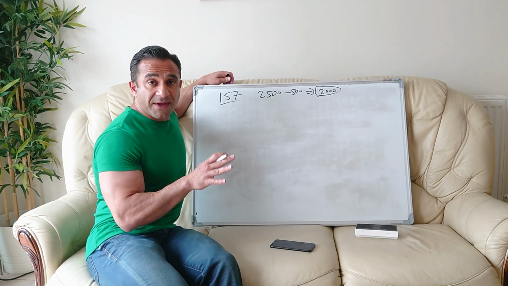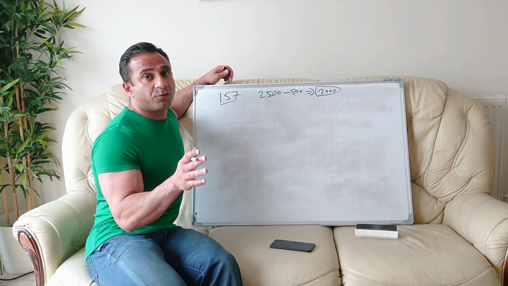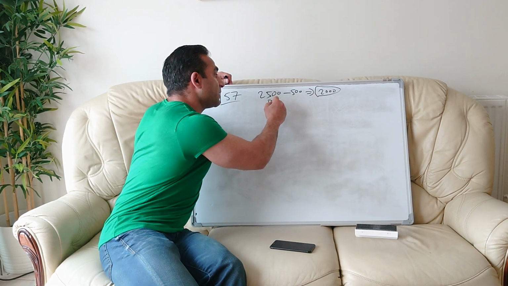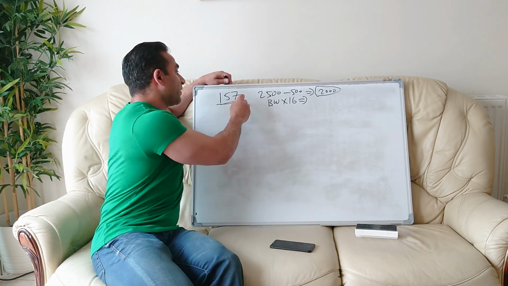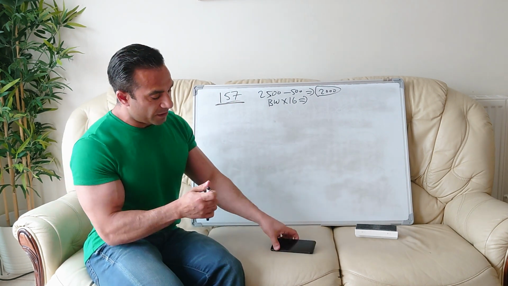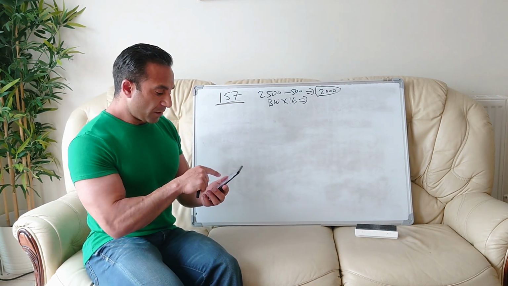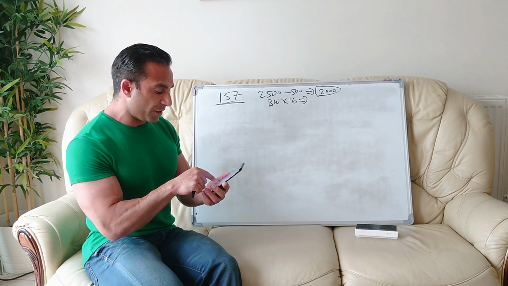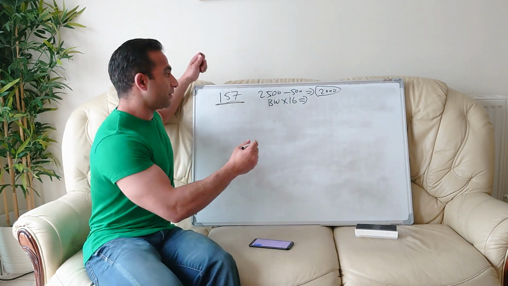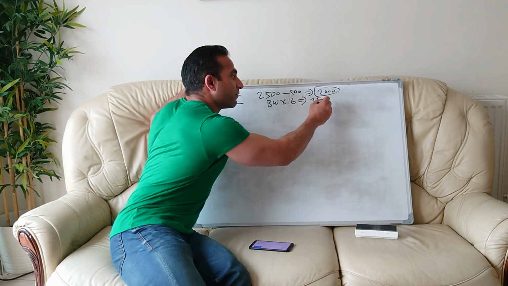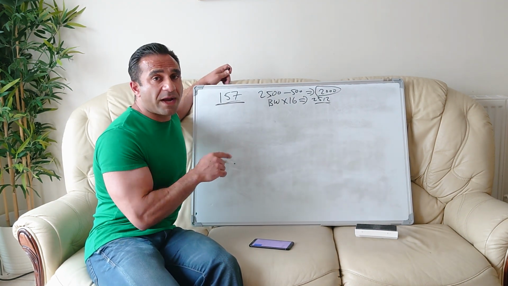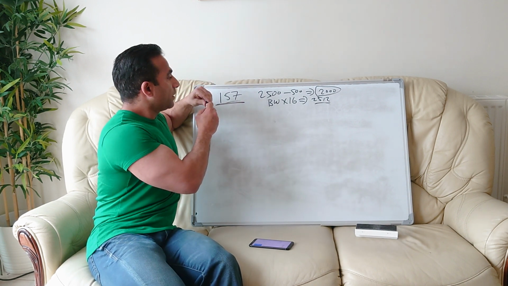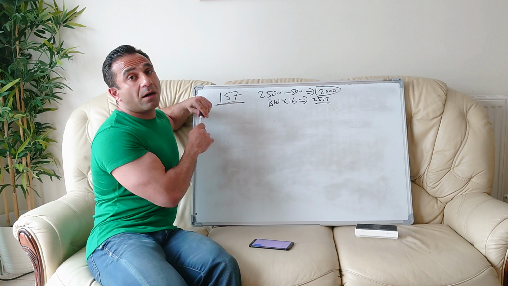But if someone's watching and they don't know what their maintenance calories are, a nice simple formula is to get your body weight in pounds and multiply that by 16. If I multiply 157 by 16, hopefully that should come to somewhere around the 2,500 region. So 157 times 16 is 2,512 calories. From there, you take away 500 calories to burn around 1 pound of fat per week. Now we've got our calories, we need to work out our macros.